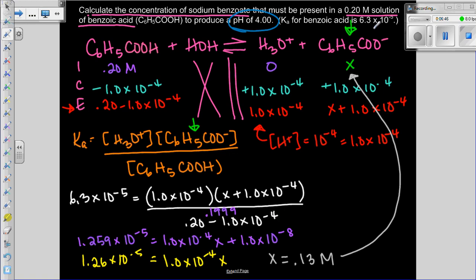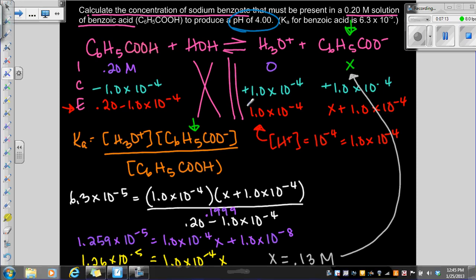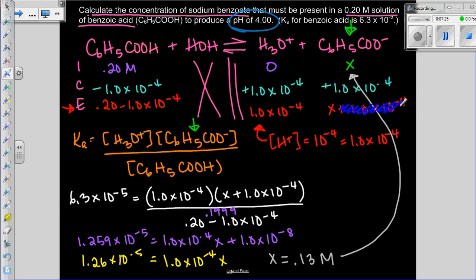If I had looked at Ka and taken Ka times 100, I would have gotten 6.3 times 10 to the negative third. Well, that is still smaller than this, so I could have approximated. So what I actually could have done was to say that this change is much smaller than x. So this would have been approximated.